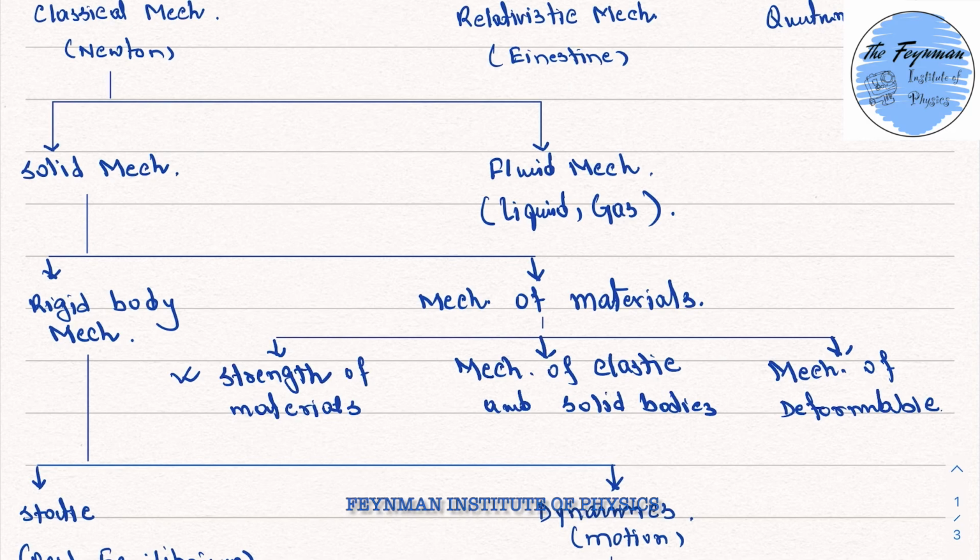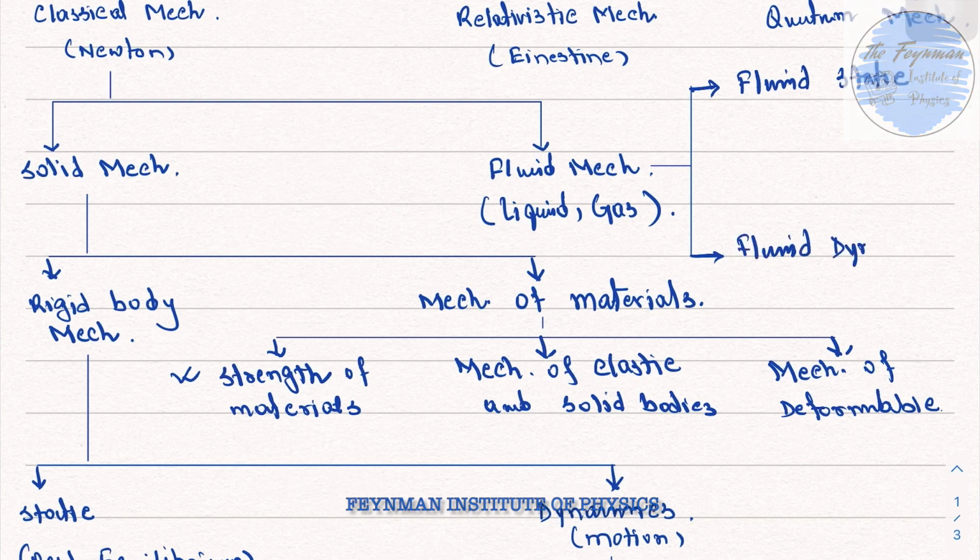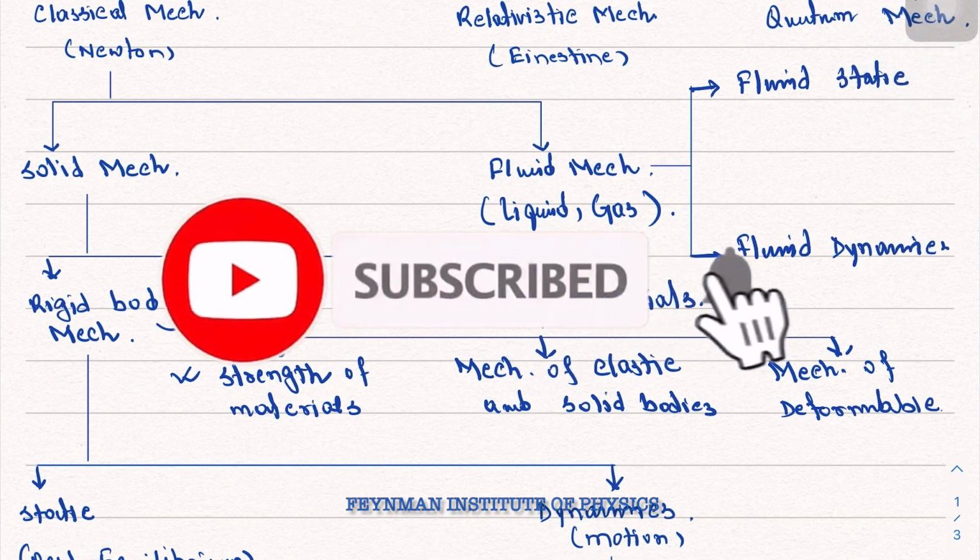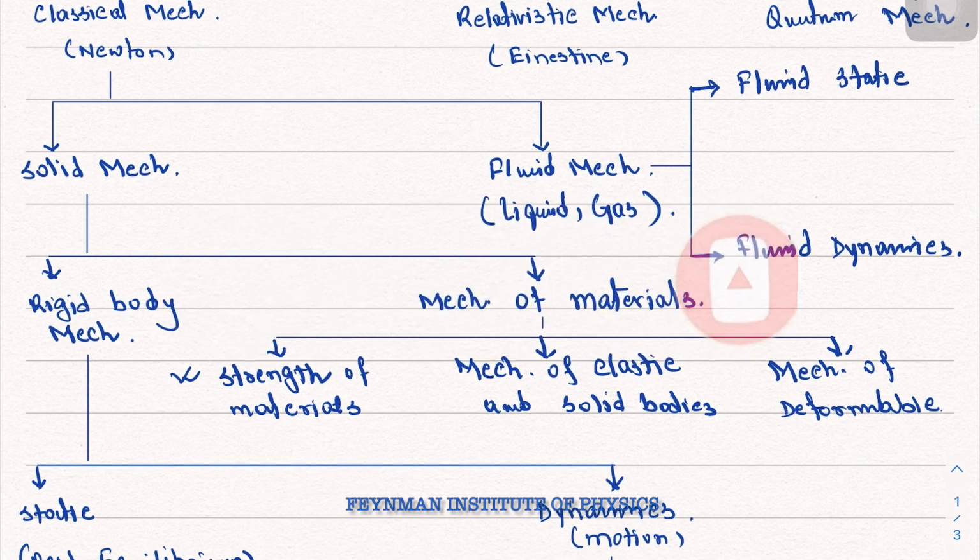Similarly, as we have done in the case of solid mechanics, the fluid can also be in a state of rest or of motion. So depending upon those two conditions, we can divide fluid mechanics into fluid statics and fluid dynamics. So these are the different branches of mechanics, and some part of it we need to study.